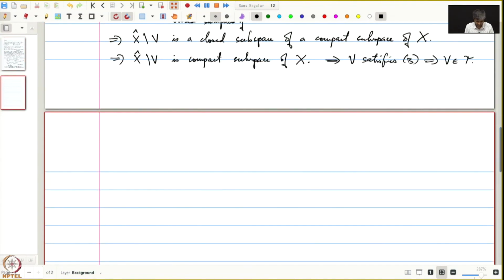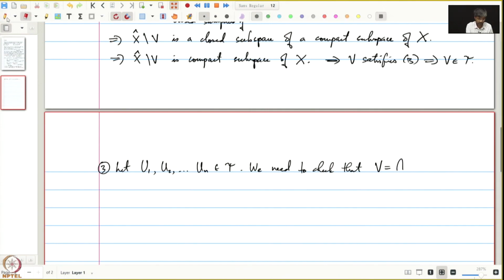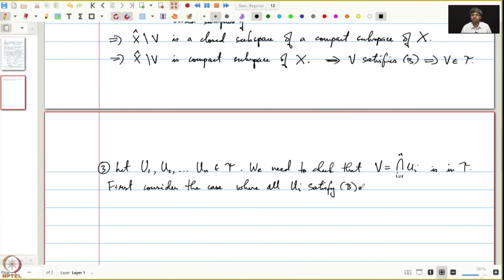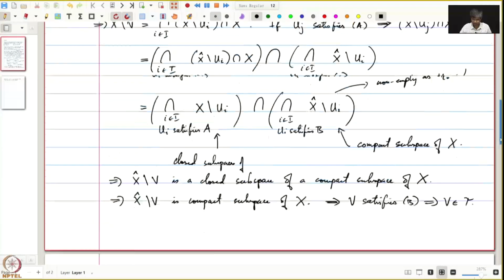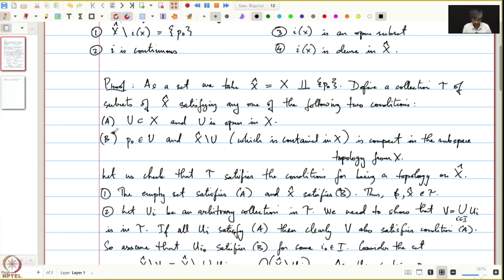So therefore tau satisfies the second condition for being a topology. So finally let's check that tau satisfies the third condition for being a topology. So for that, let u1, u2 up to un be finitely many elements of tau, and we need to check that v, which is the intersection of the ui's, is in tau. Okay. So first consider the case where all ui satisfy b, right. So then v contains p naught. So b was, p naught is in each of the ui's, and x hat minus ui is compact, right.